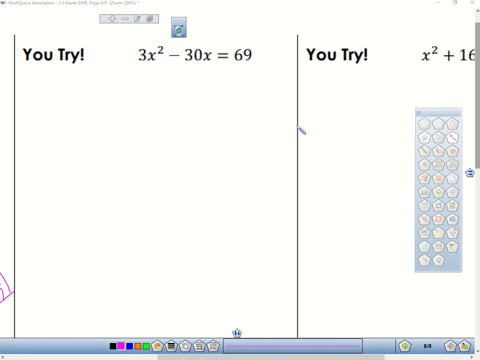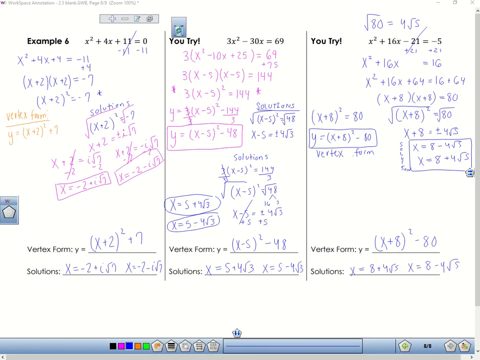Yes? You mean for the first one? So for the first one, there is no c term, so they already moved it to the other side for you. So then you're just going to factor out the 3 on the left side. I can get the first step started if you want. So here's the answers to example 6 and the 2 U-try questions.